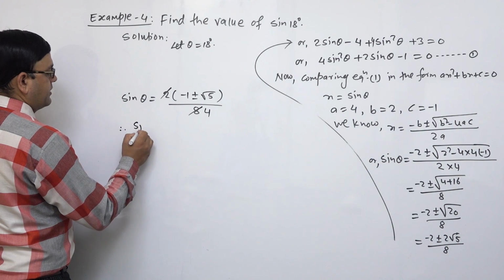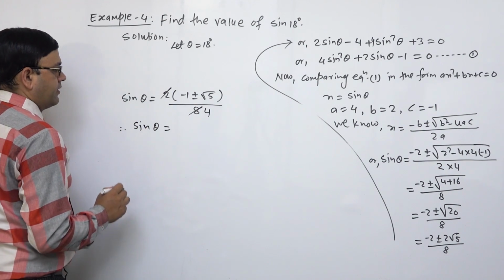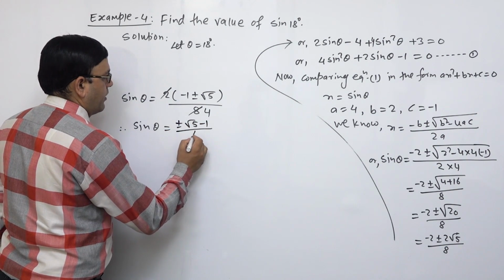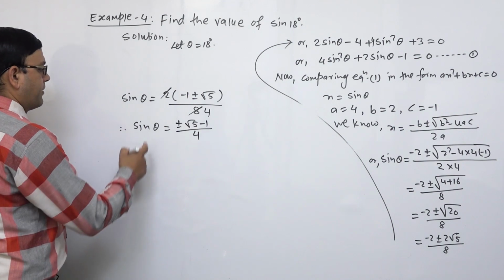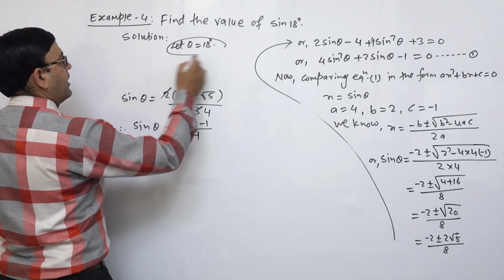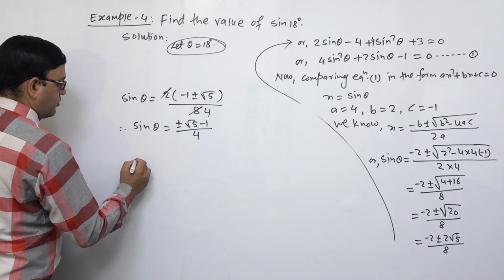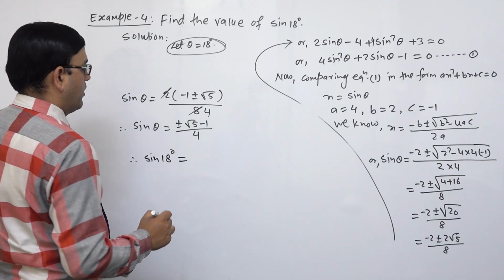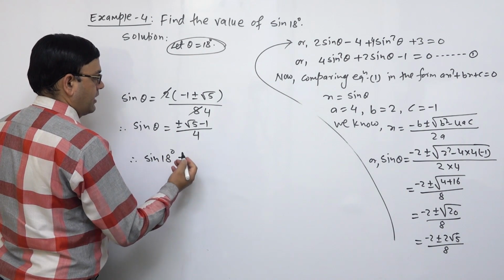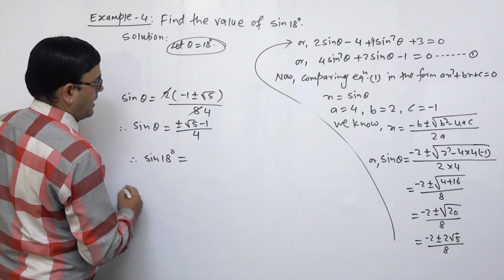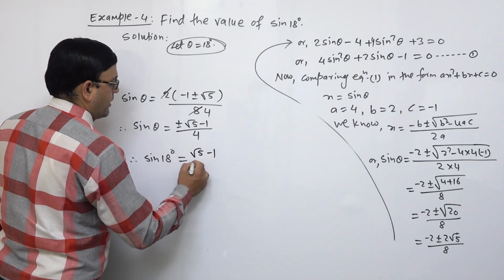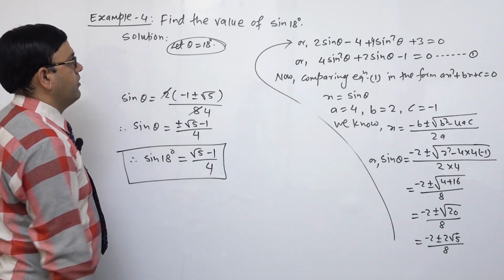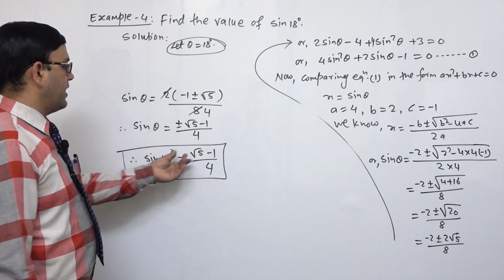Therefore, sin theta is equal to plus minus root 5 minus 1 by 4. And here, instead of theta, we can write 18 degrees. So sin 18 degrees is equal to this. If we take the positive sign, because this is an acute angle, we can write root 5 minus 1 by 4, or otherwise you can write plus minus both. This is the required answer of our question. This is the value of sin 18 degrees.